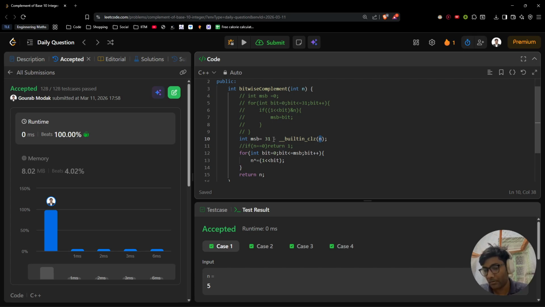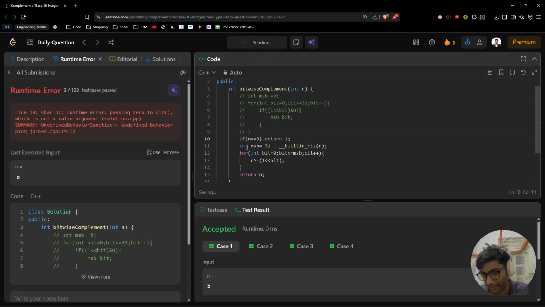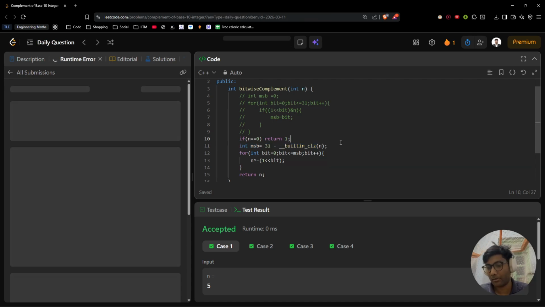But this creates a problem when n is 0. When n is 0, the number of leading zeros is undefined, kind of like forever. So this is a problem, and we must handle that. If n is equal to 0, this MSB function will return something weird. So we want to ignore that case. Other than that, it should work. I have to handle that before I send in this function. So basically, this function fails if n is equal to 0.